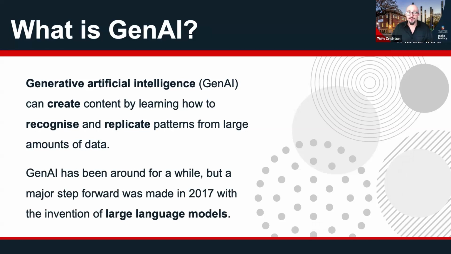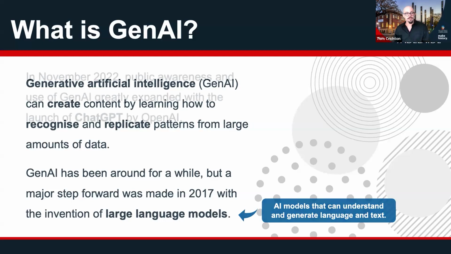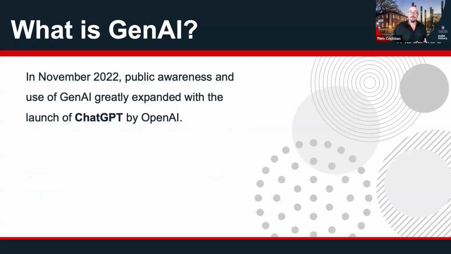A major step forward was made in around 2017 with the invention of large language models. Large language models are a type of AI that can understand and generate language and text in a way that feels almost human-like. Now, in November 2022, public awareness and use of generative AI greatly expanded with the launch of ChatGPT by OpenAI, which many of us will remember took the world by storm very quickly.